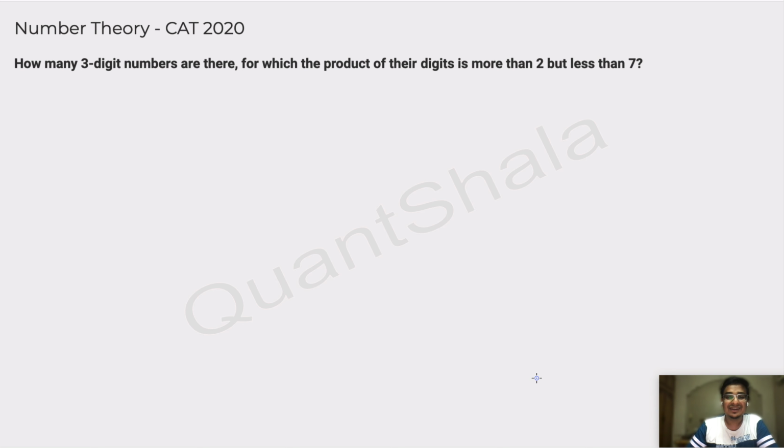Hello everyone. Today we are going to be taking a look at this question on number theory from CAT 2020. So the question says how many three-digit numbers are there for which the product of the digits is more than 2 but less than 7.